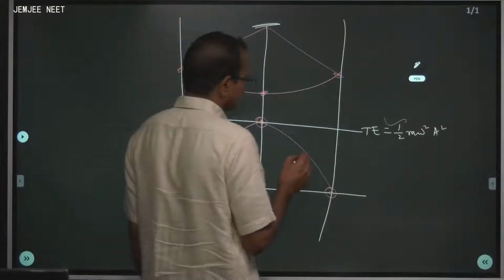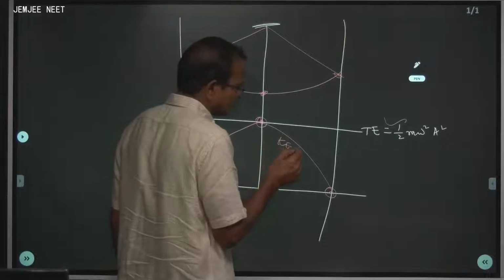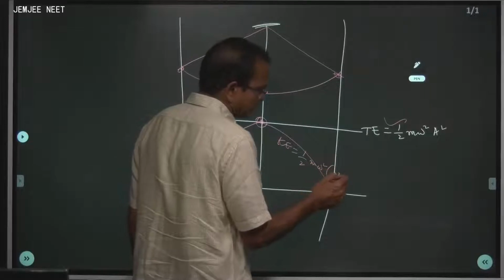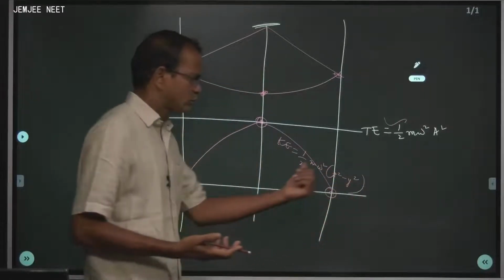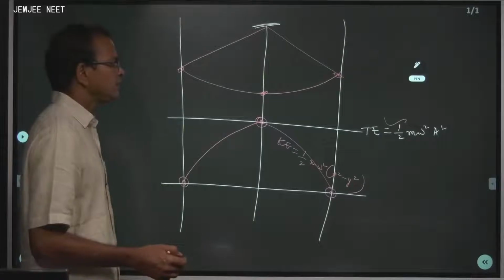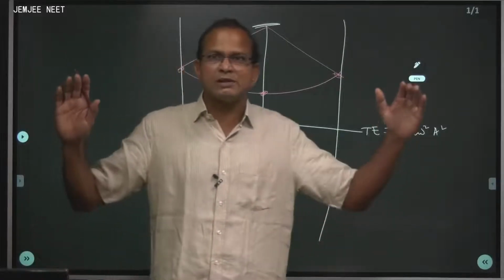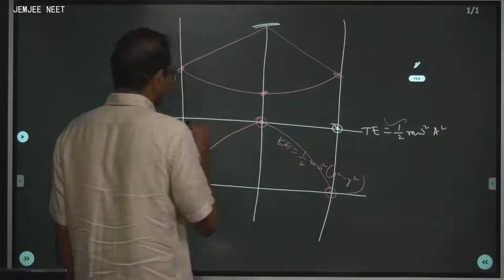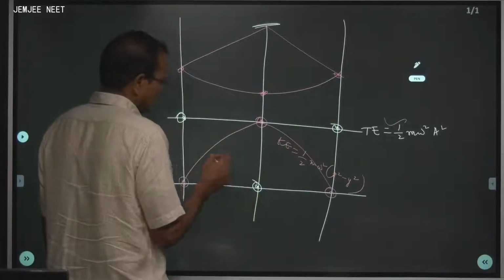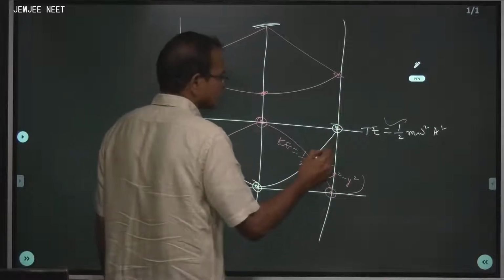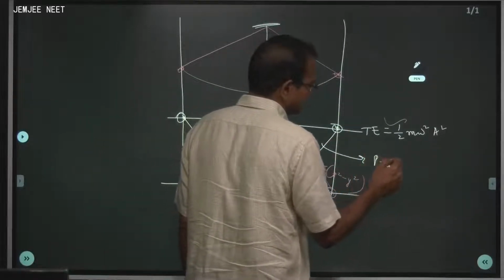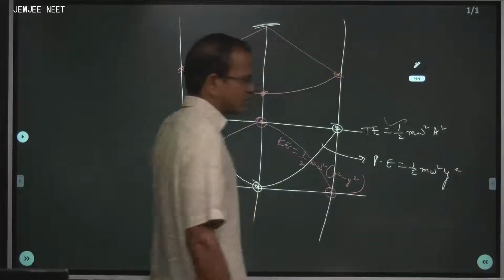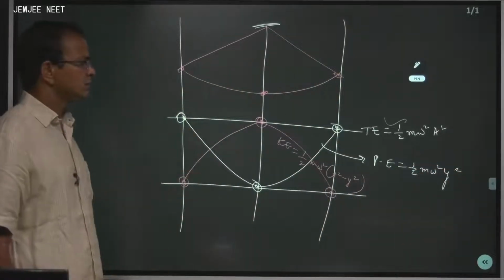What was the formula we gave for kinetic energy? Half m omega square, a square minus y square. So it's a square function, therefore it's parabolic. Then the potential energy is maximum at the extreme points. At the mean position it is 0. It just comes the other way around. It goes like this. Potential energy is given by half m omega square y square, right? This is the potential energy, and then the total energy.